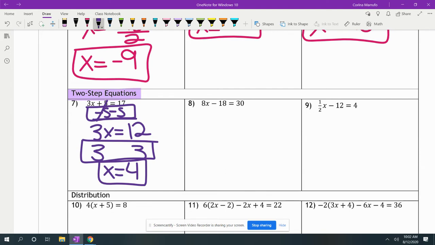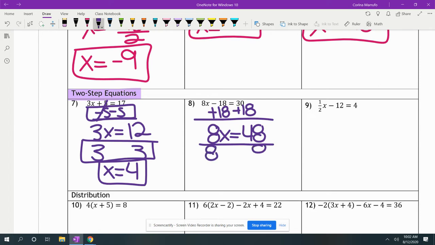We have 8x minus 18 equals 30. So we're going to have to add 18 to both sides, and we get 8x equals 30 plus 18, which gives us 48. Okay, so that's the first step. The second step is to get rid of this 8 in front of the x. So we're going to have to divide both sides by 8. And we get x equals 48 divided by 8, which gives us 6.